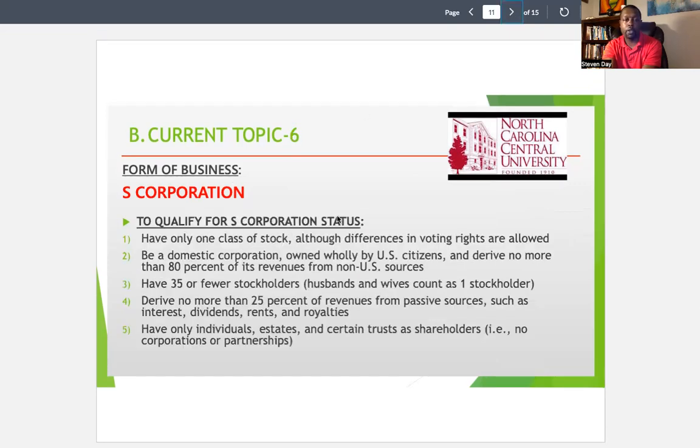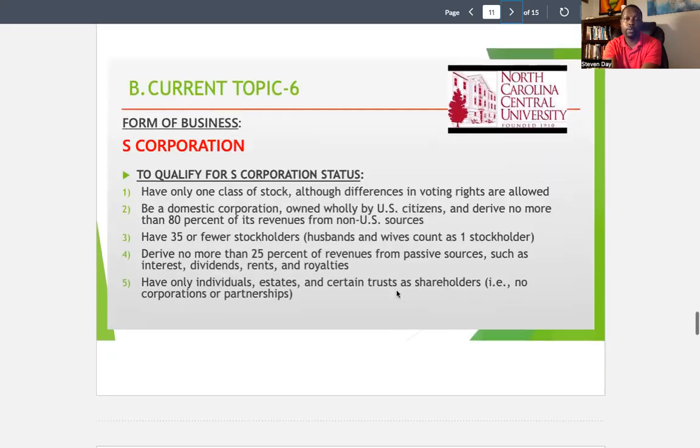To qualify for S corporation status, you must have only one class of stock, be a domestic corporation, so it has to be owned wholly by U.S. citizens, have 35 or fewer stockholders, like we just discussed, derive no more than 25% of revenues from passive sources such as interest, dividends, rents, and royalties, and lastly, have only individuals, estates, and certain trusts as shareholders, i.e. no corporations or strategic partnerships will be allowed to be shareholders.